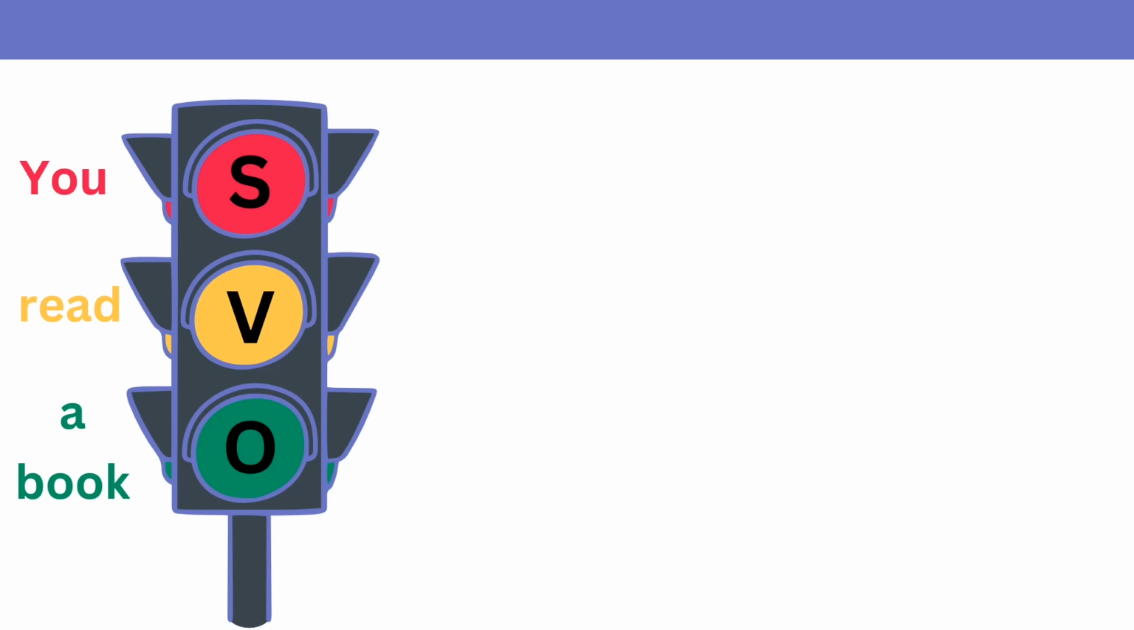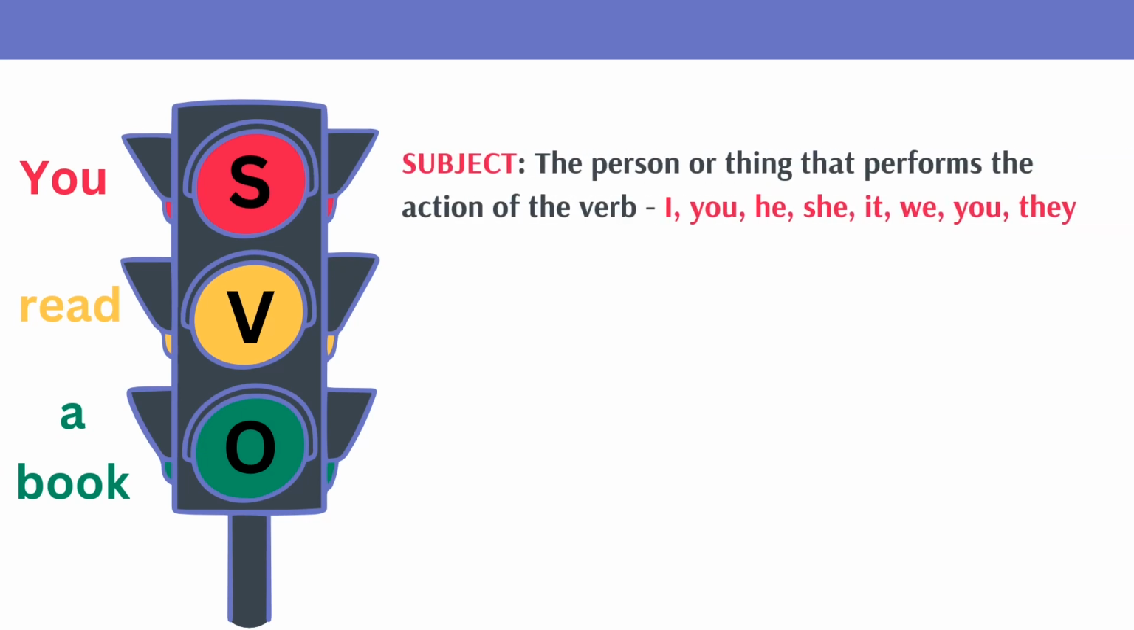Let's take a look at sentence structure. Satzbau. You read a book. You is the subject of the sentence, the person or thing that performs the action of the verb. I, you, he, she, it, we, you, they. Das Subjekt führt die Handlung des Verbs aus. Ich, du, er, sie, es, wir, ihr und sie.